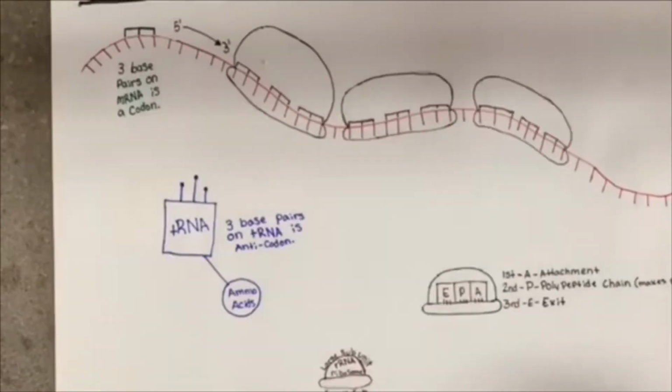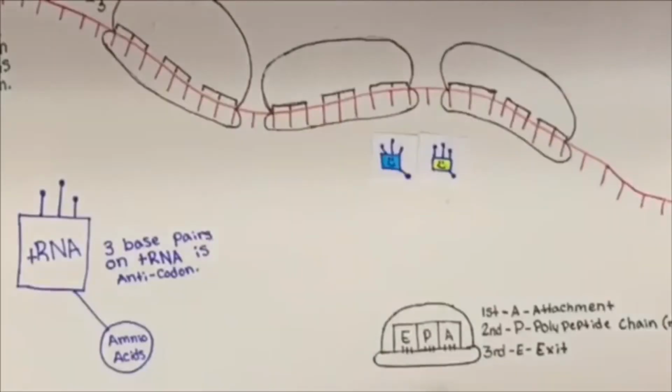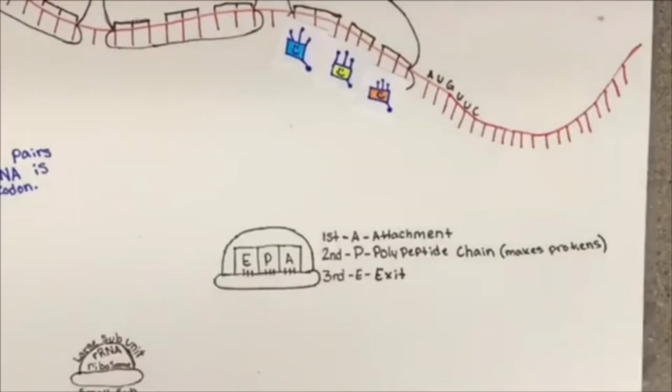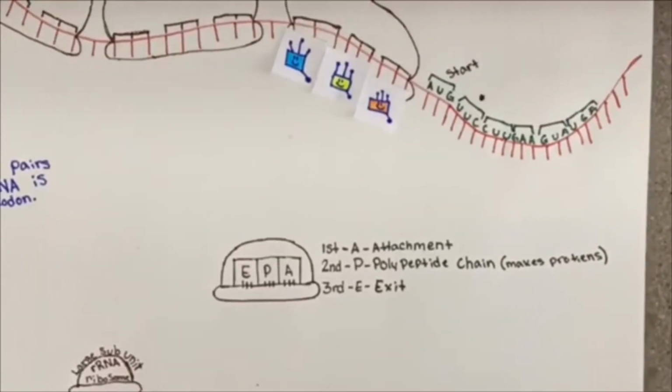tRNAs bind to the mRNAs inside of a protein and RNA structure called the ribosome. As tRNAs enter slots in the ribosome and bind to codons, their amino acids are linked to the growing polypeptide chain in a chemical reaction. The end result is a polypeptide whose amino acid sequence mirrors the sequence of codons in an mRNA.